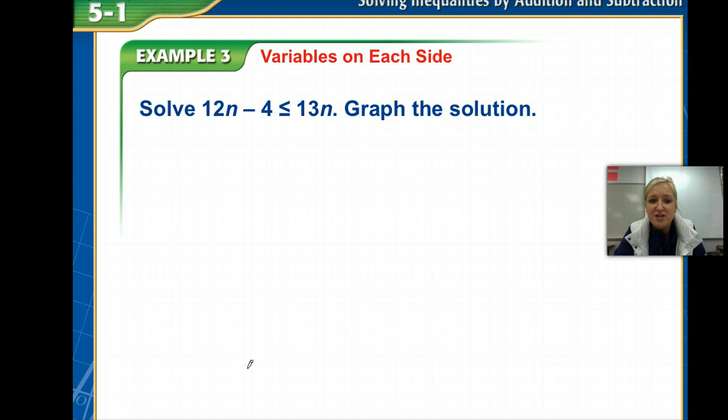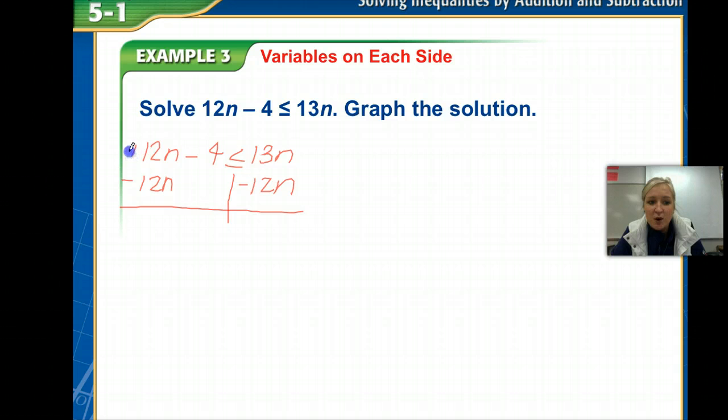We are going to move on to a variable on each side. So I have 12n minus 4 is less than or equal to 13n. Now I want to get my variables to one side and my numbers to the other, just like we did in chapter 2. But you'll notice if I move the 13n over to this side, my scale is going to tip over. So the only option I have is to subtract 12n from both sides.